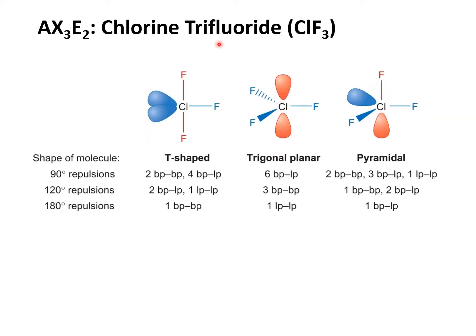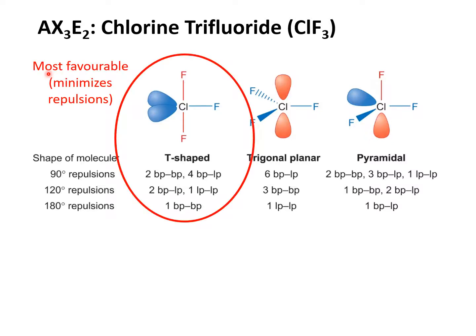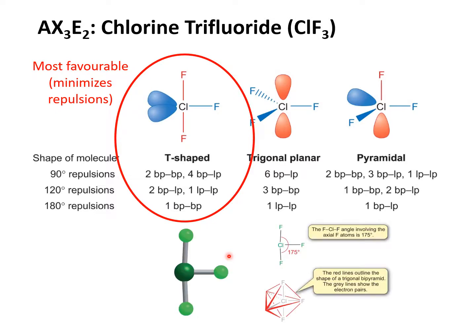For chlorine trifluoride, which has the VSEPR class AX3E2, we see that the lone pair electrons can be placed in either the equatorial positions or the axial positions, or a combination of both the equatorial and the axial positions. As it happens, the equatorial positions are the positions that are most favorable for the molecule, as it minimizes the repulsions between the electrons in the molecule. And as a consequence, the shape of chlorine trifluoride is T-shaped.